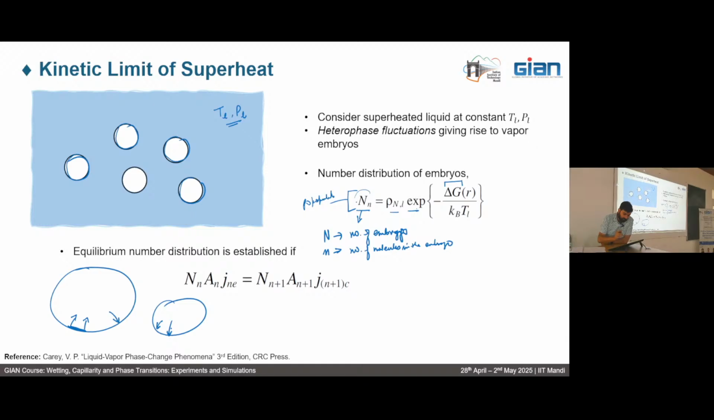So for this equilibrium to be established, we can write that Nn, which is the number of embryos having small n number of molecules, times An, the area of this interface, times Jn, the rate of molecules evaporating from that bubble, must be equal to the number of bubbles having n plus 1 molecules, times the area of those bubbles having n plus 1 molecules, times the rate at which the vapors condense onto the interface, so that at the end we have the same number of molecules Nn. This is what the equilibrium definition is.